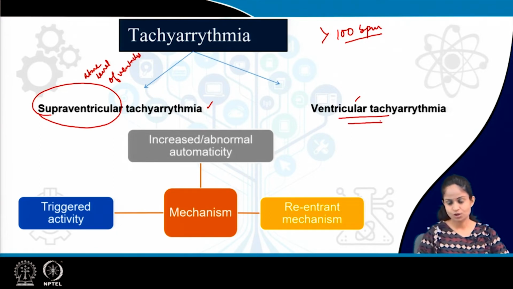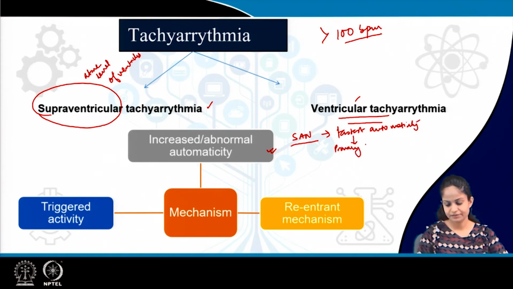What are the mechanisms of these tachyarrhythmias? Generally there are three important mechanisms we come across. The first one is increased or abnormal automaticity. What do you understand by increased or abnormal automaticity? Autorhythmicity is the primary feature of the primary pacemaker, that is the SA node, because the SA node has the fastest automaticity. So the origin of the impulse should always be from the SA node.